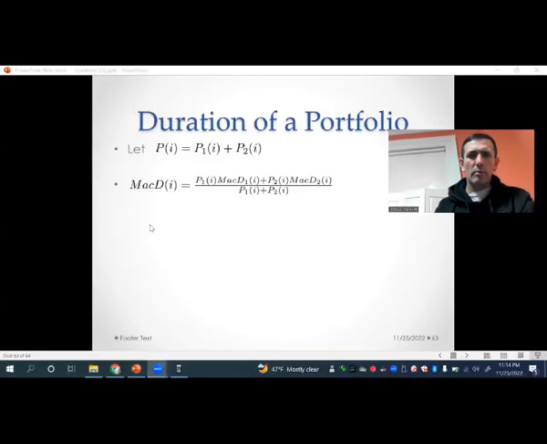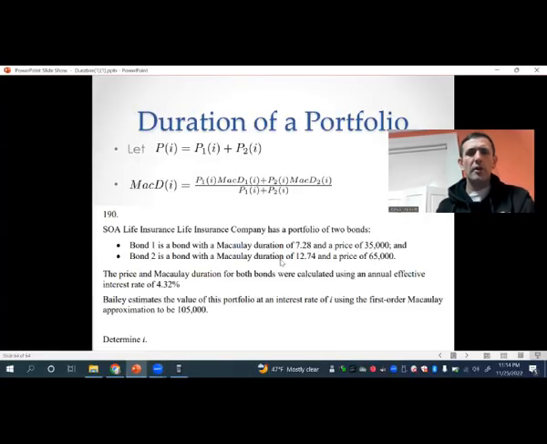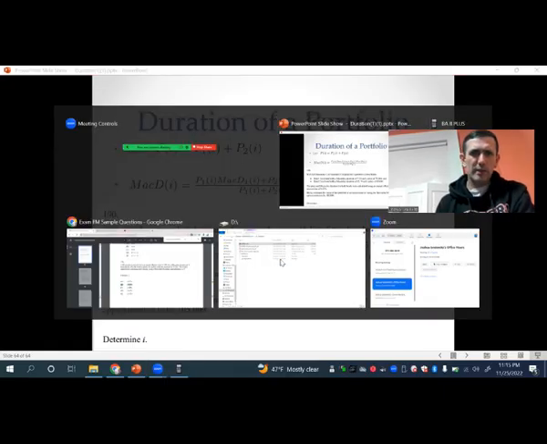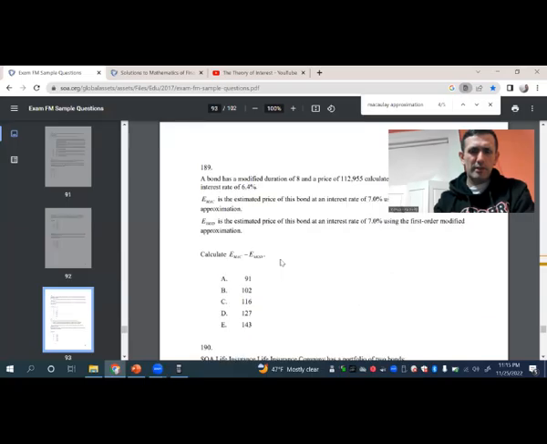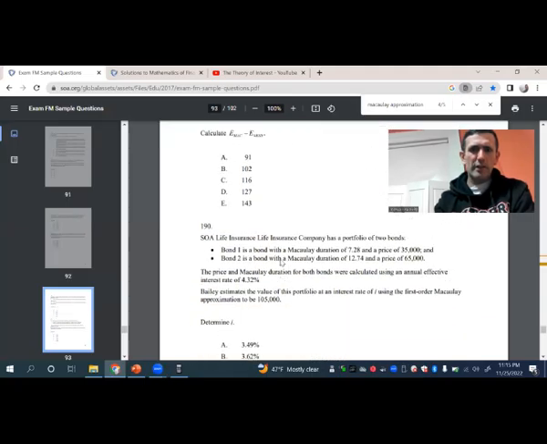Okay, so a really nice problem, one of the only nice problems I've seen for these duration type problems. So SOA life insurance company. Wow. Is that really? Yeah, they didn't even fix that typo. Okay, well, not my problem. It's their problem. This is just SOA Society of Actuaries sample exam FM problems as usual.